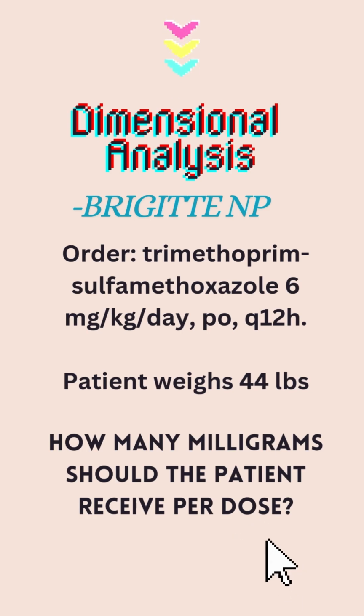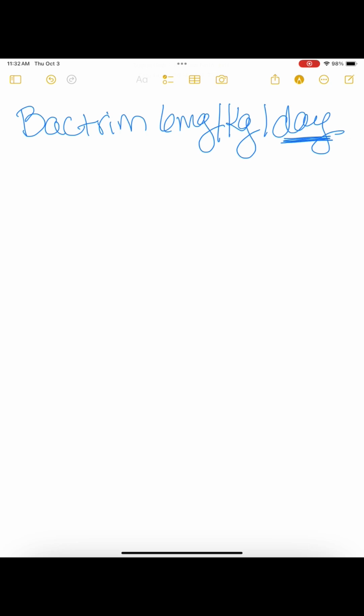All right, the keyword in this problem is that we are looking for milligrams. And the other key piece of information is that the patient weighs 44 pounds. When they weigh 44 pounds, we are going to have to convert pounds to kilograms. The information that we are given is that Bactrim is 6 milligrams per kilogram per day.